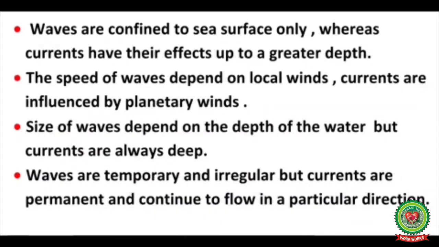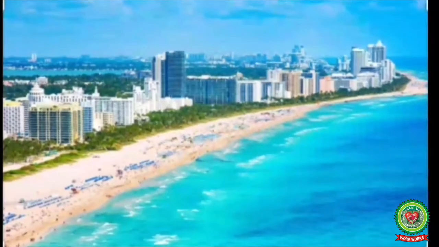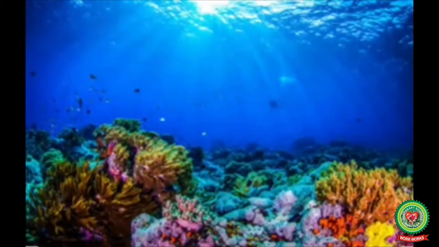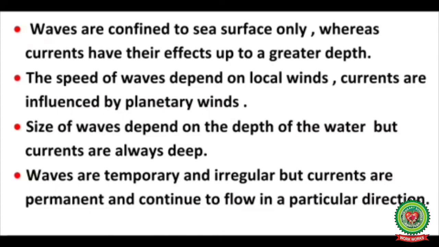Waves are confined to the sea surface only, whereas currents have their effects up to a greater depth. Speed of waves depends on local winds. Currents are influenced by planetary winds. Size of waves depends on the depth of the water, but currents are always deep. Waves are temporary and irregular, but currents are permanent and continue to flow in a particular direction.